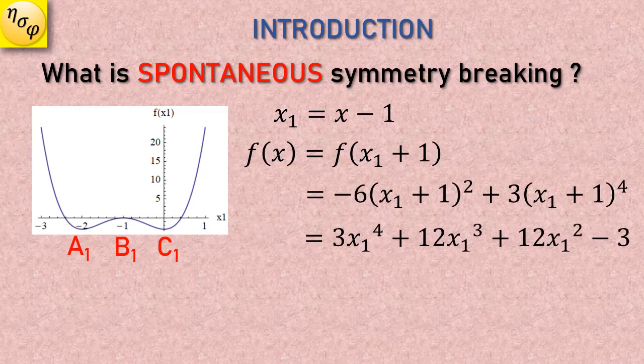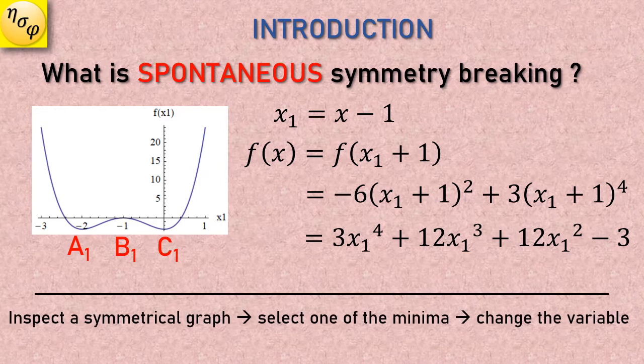We see that f(x1) no longer has symmetry with respect to the line x1 equals 0. This is called spontaneous symmetry breaking. We see that there is no external agent to break the symmetry, but the physics phenomena let the symmetry break by itself. So first, we inspect a symmetrical graph, then select one of the minima and change the variable.